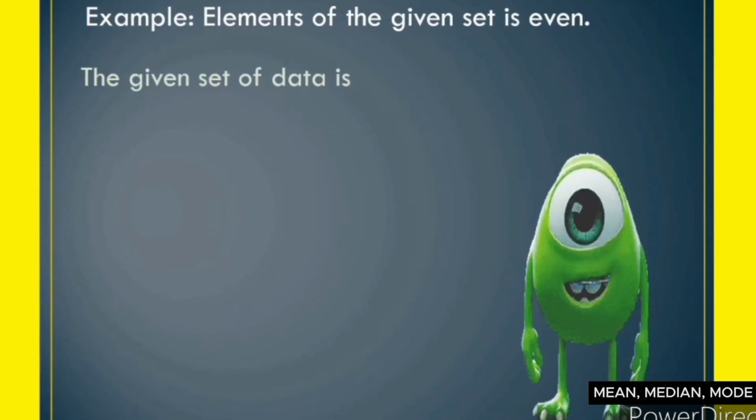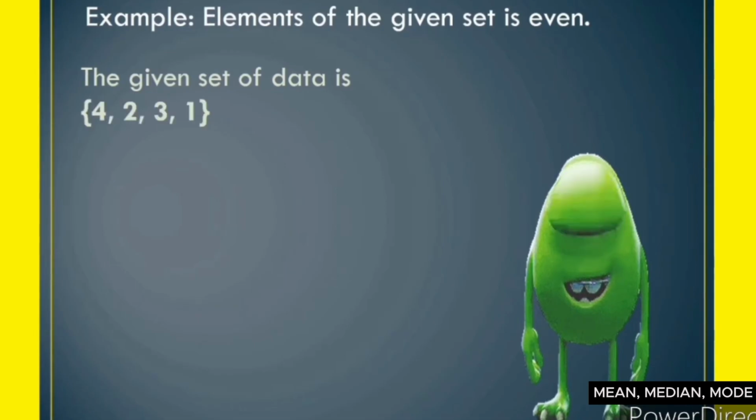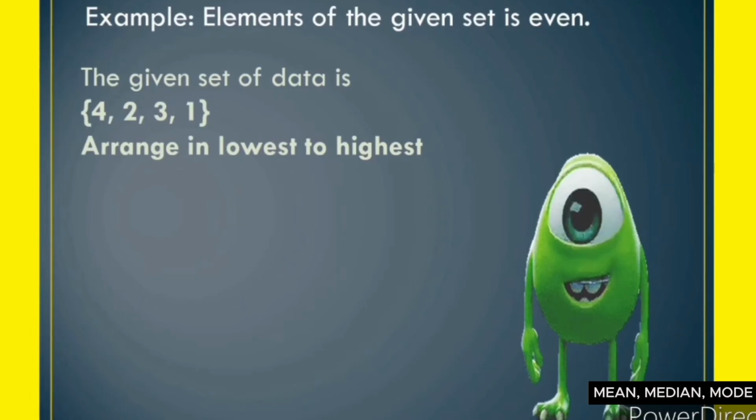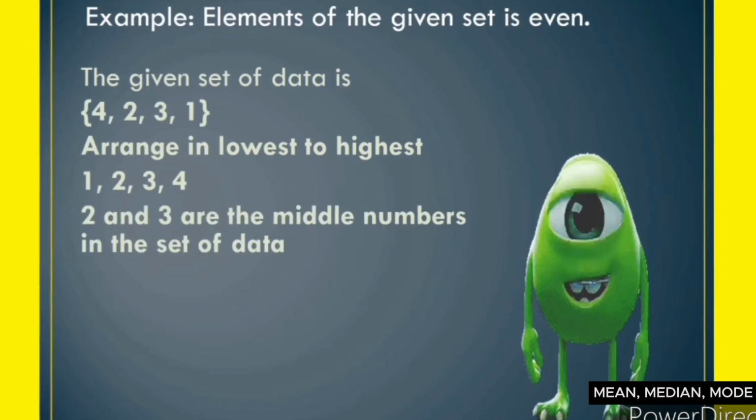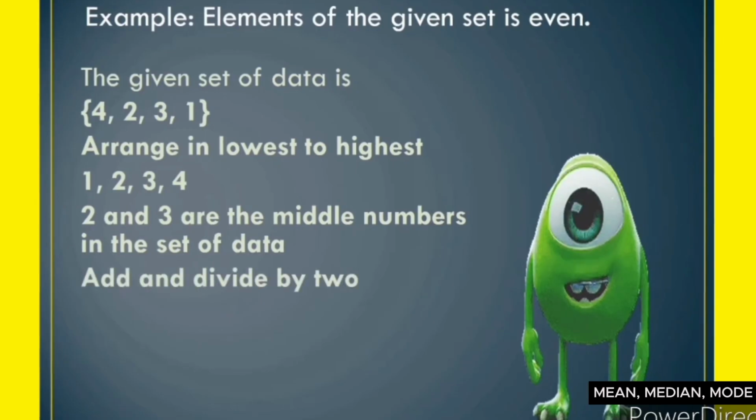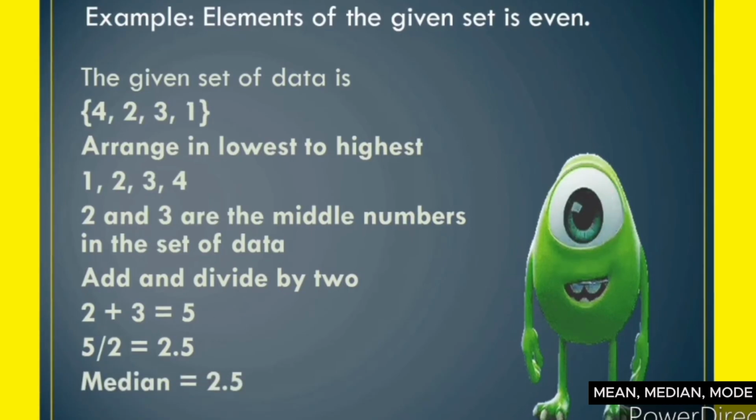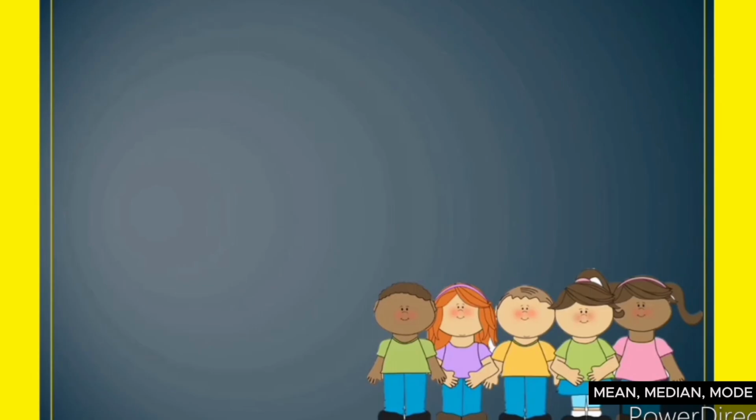On the other hand, if the elements of the given set is even, the given set of data is 4, 2, 3, and 1. Arrange in lowest to highest number. We have 1, 2, 3, and 4. Since 2 and 3 are the middle numbers in the given set of data, add 2 and 3 and divide it by 2. 2 plus 3 equals 5. 5 divided by 2 equals 2.5. Therefore, the median is equal to 2.5.